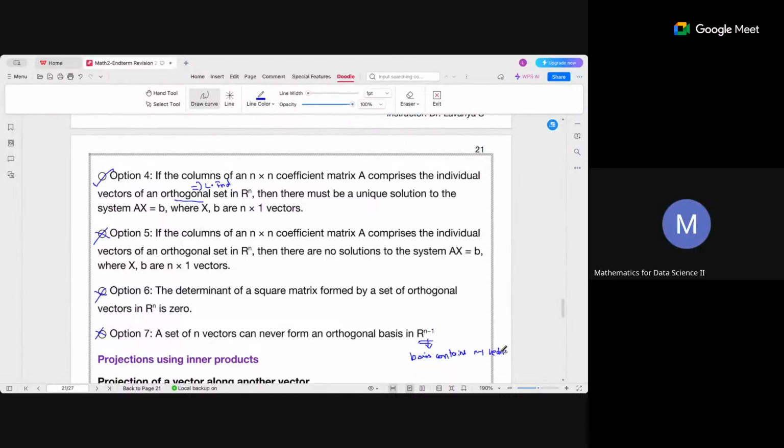Could you give an example for option 7? Okay, so just consider R3, or maybe R2 also we can consider. For R2, I'm going to consider the standard ordered basis (1, 0), (0, 1), and some other vector, so I'm considering 3 vectors. Can this form an orthogonal basis in R^n minus 1? No, this is not an orthogonal basis for R2, right? So option 7 cannot be true.